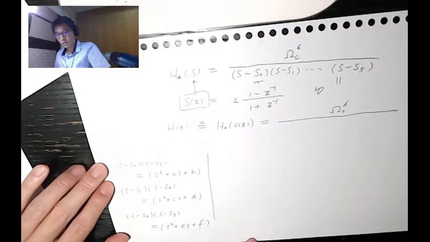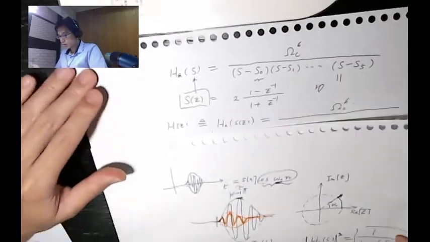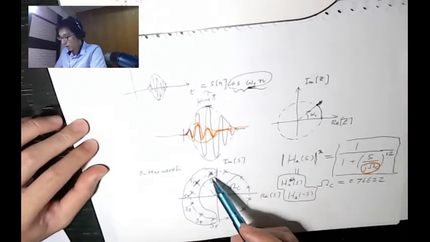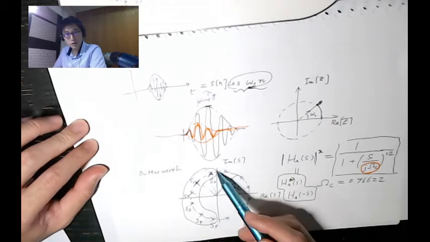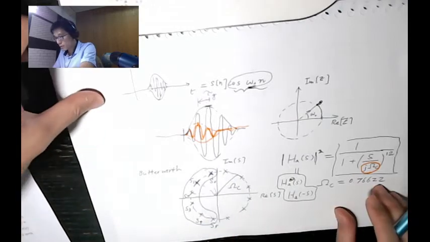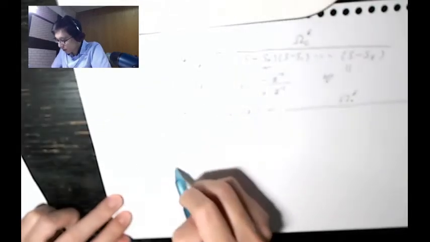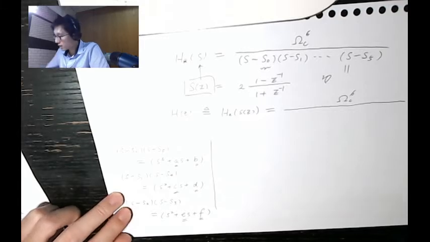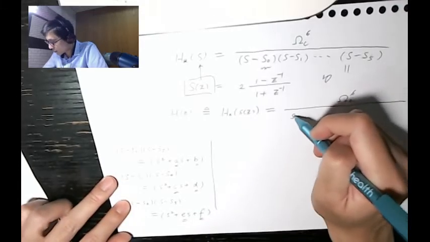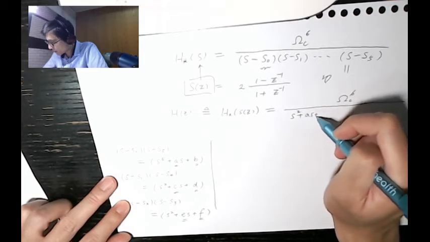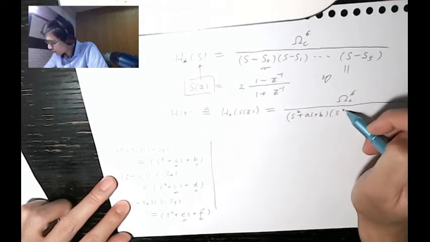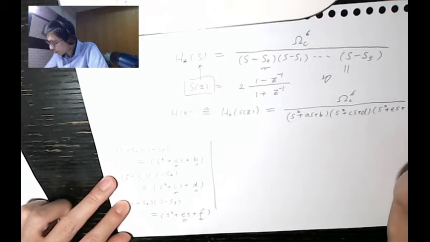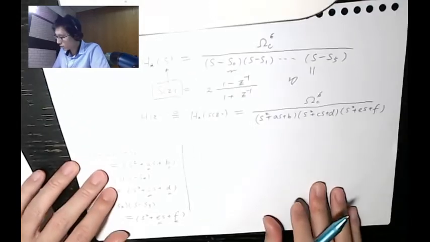These are all determined because the poles are located at known locations with a known radius. So in principle you can figure out these a, b, c, d, e, f. I bet you can do that. So now let's put in s squared plus as plus b, and s squared plus cs plus d, and s squared plus es plus f. You need to figure out the detail. I'll leave that to you.